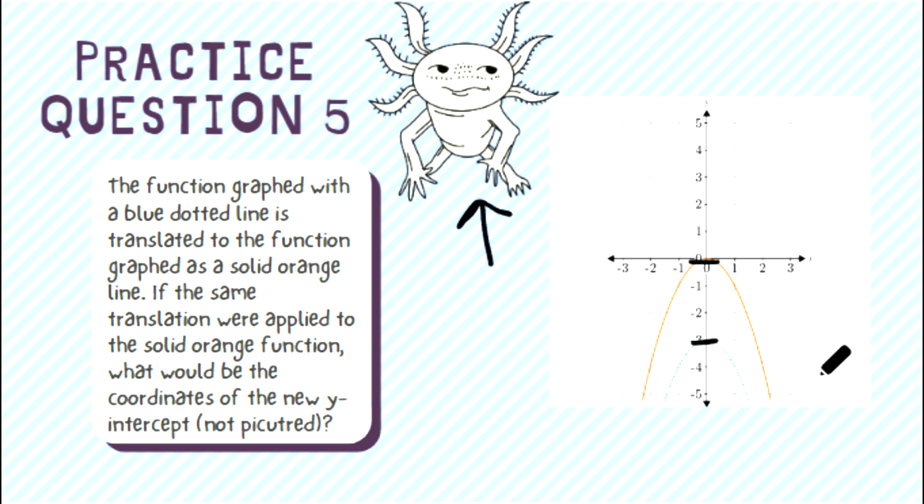So what's the k value there? That's positive 3. And now they want to do it again. So we go up 1, 2, 3. The coordinates of the new y-intercept would be 0, 3.